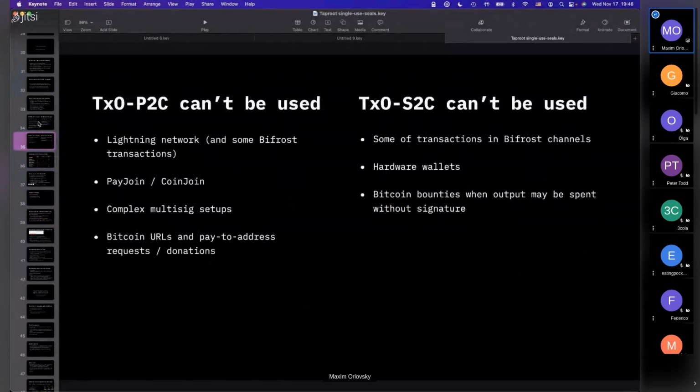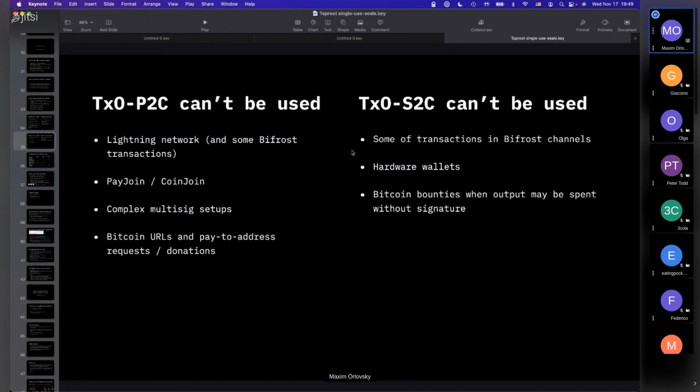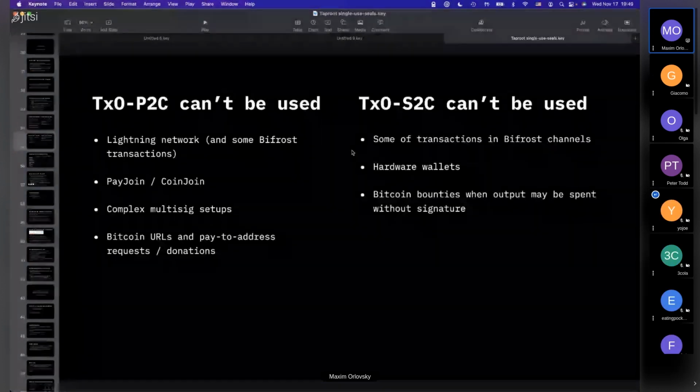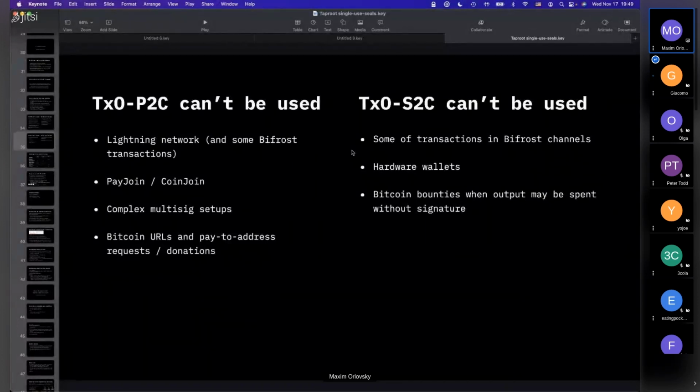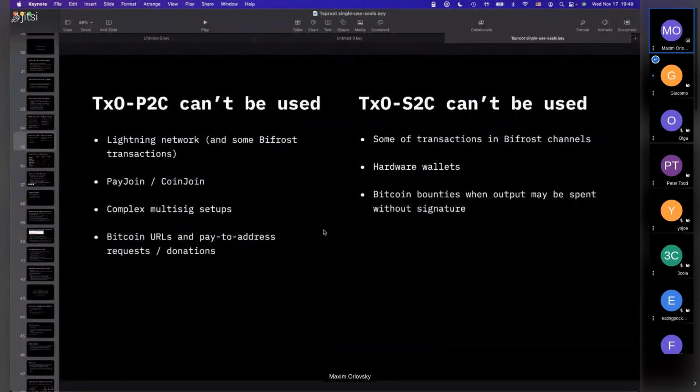But also, if we use just sign-to-contract, we will end up unable to use RGB with Taproot over Lightning, which is very unfortunate, because in some of the cases it wouldn't be possible to do that. Some of the parts of the channel structure, not all of them. Yeah. It seems objectively more overwhelming, the kind of sacrifices we have to make with sign-to-contract. Actually, yes.